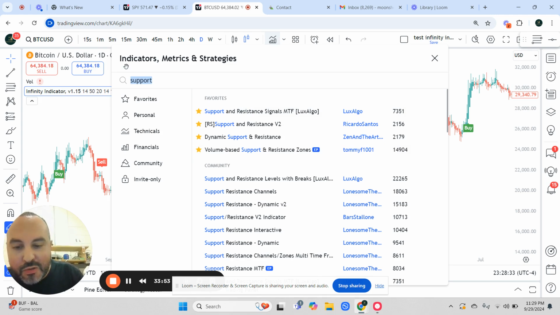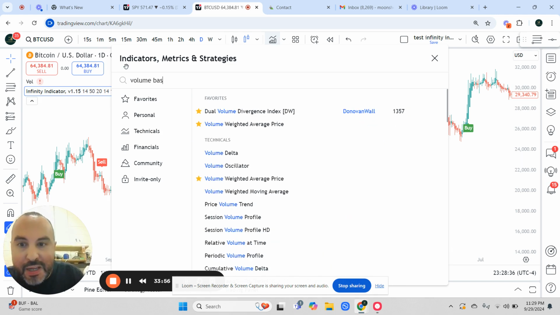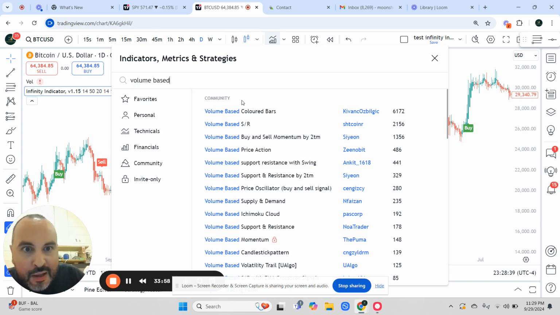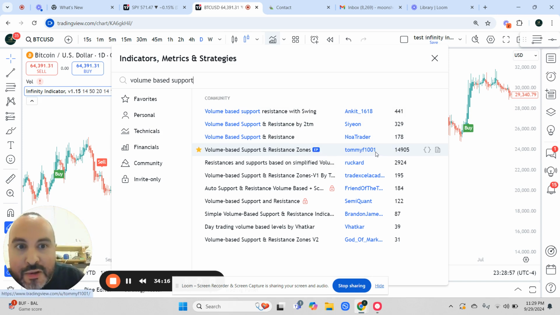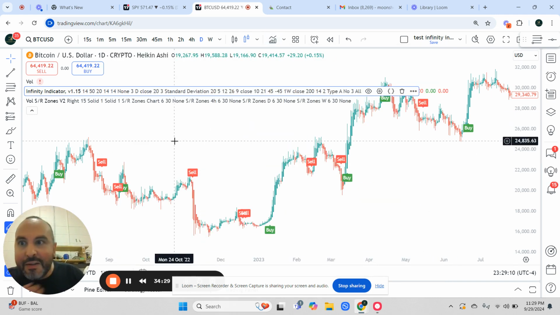Okay, so just type volume-based, and, okay, maybe you have to type out more. So type out volume-based support. Okay, and then you'll see this. It'll say volume-based support and resistance zones with a little EP next to it by Tommy F1001. And again, shout out to Bo for this. Go ahead and click on it. All right. And this is going to be your second indicator.